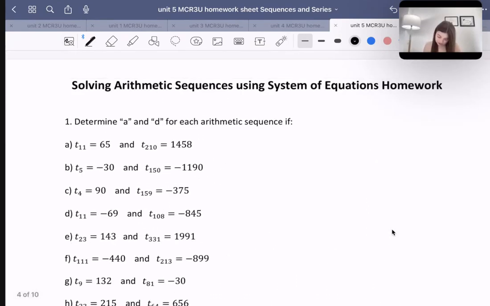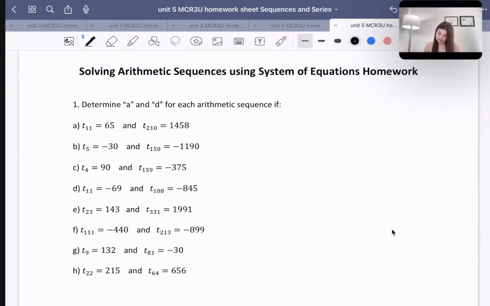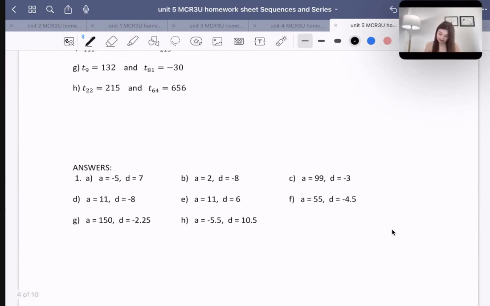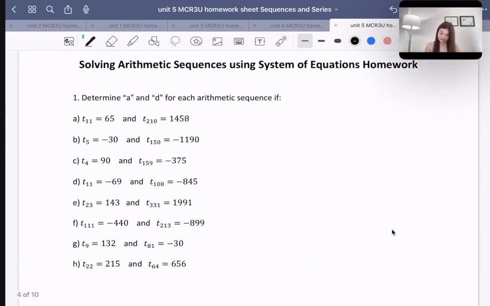All right, so here is some solving arithmetic sequences using systems of equations homework. I'm going to go through a couple of these examples, and there is an answer key here to check. I'm not going to go through every single example because I encourage you to do this for homework, but I am going to go through A and B today in class. I think that'll be really useful and give us a start. We didn't do any questions exactly like this today. We did some similar, but nothing exactly like this. So I do want to go through how we would approach something like this.